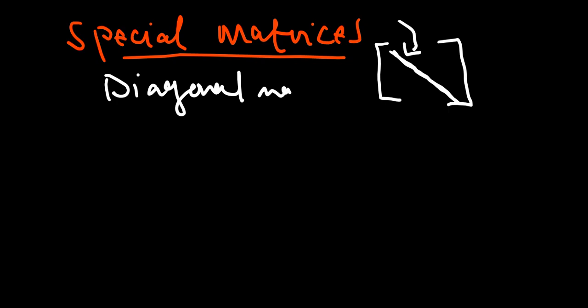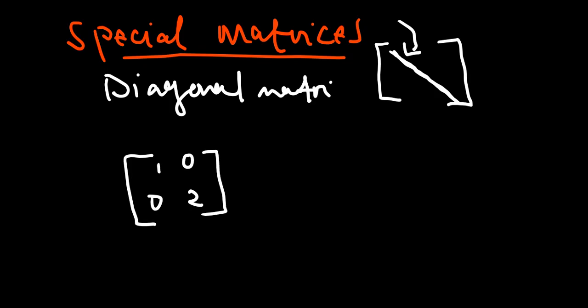So what is a diagonal matrix? First of all, it has to be a square matrix. A square matrix is said to be diagonal if all the entries off the main diagonal are 0. For example, let me say I have 1 here and 2 there, and then 0 here and 0 there. This one is a diagonal matrix because all the entries outside this main diagonal are 0.